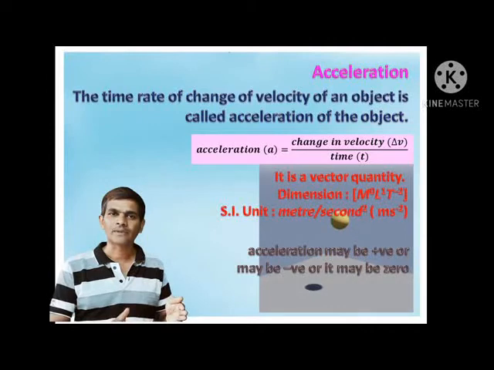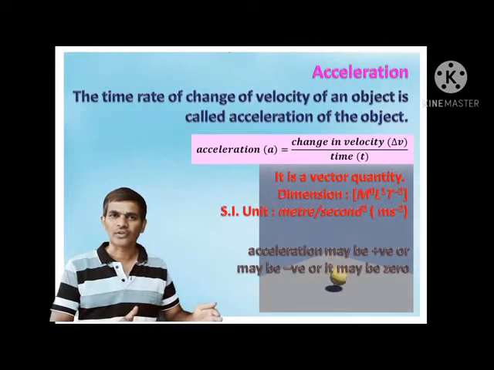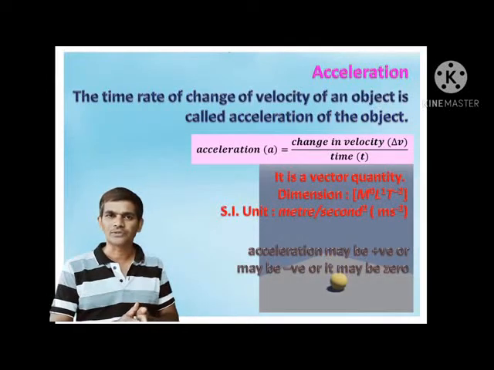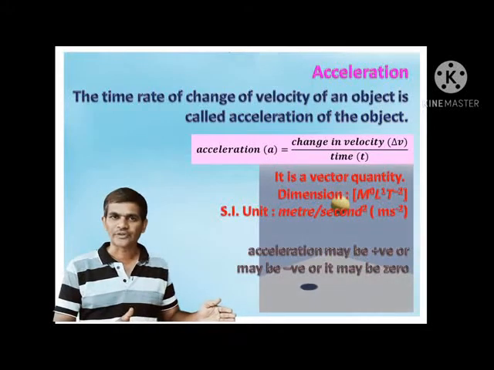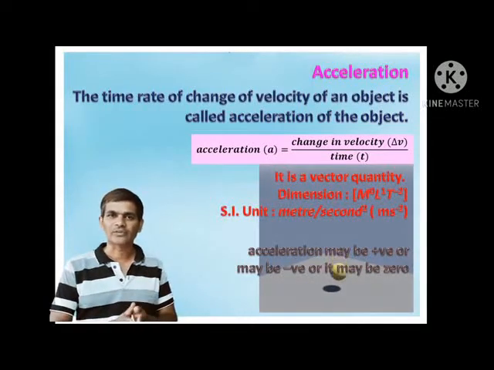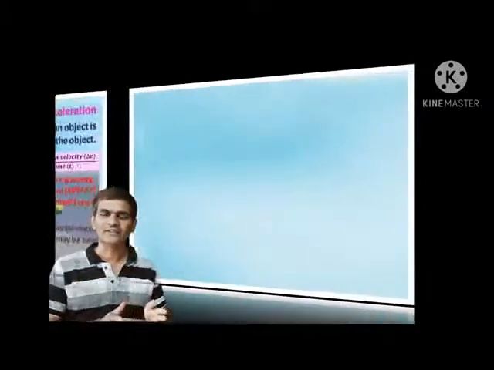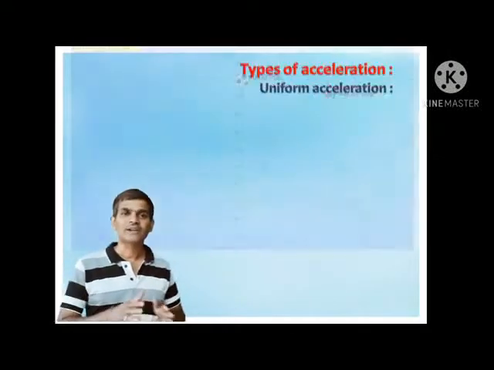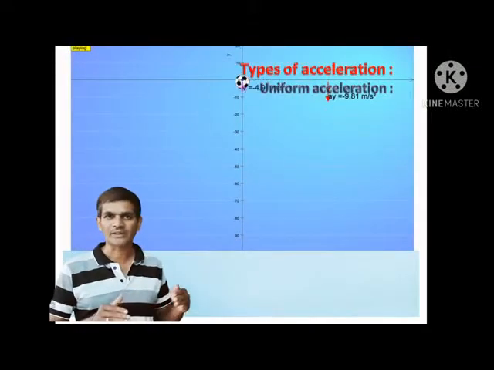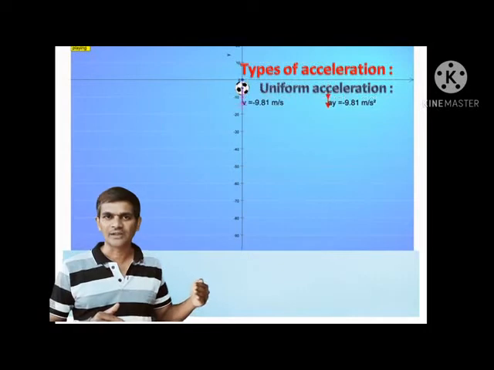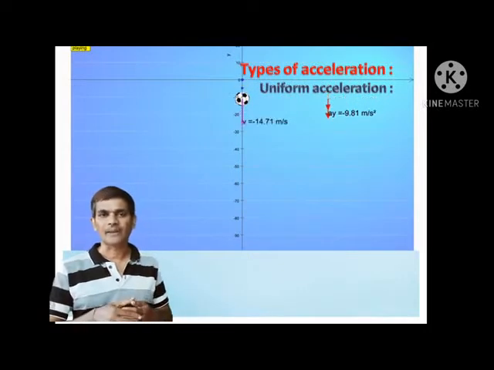And sometimes suppose a body is moving at a constant velocity, there will be no change in velocity, both magnitude as well as direction, then acceleration is said to be zero. So in acceleration also we have different types of acceleration. What are the different types of acceleration? Let us see, as given in the syllabus.